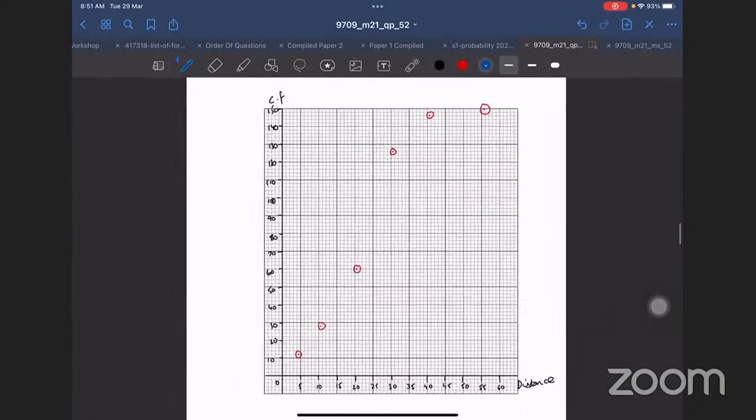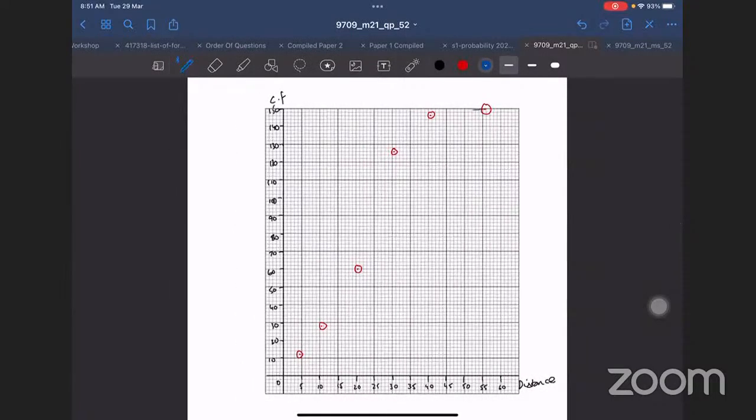Then I'm going to draw the graph as smooth as I can. The trick is to not lift your hand from the paper.